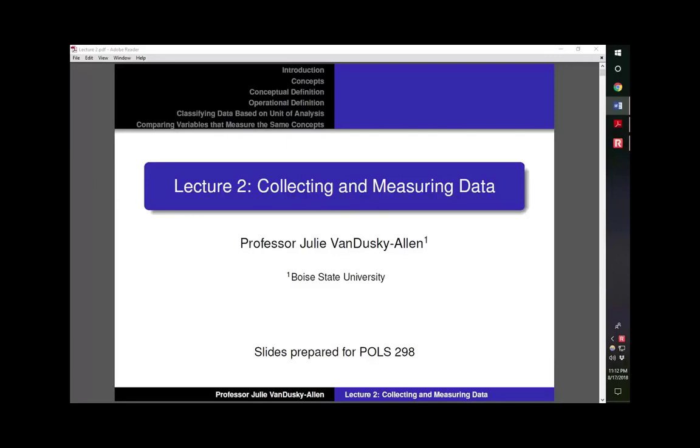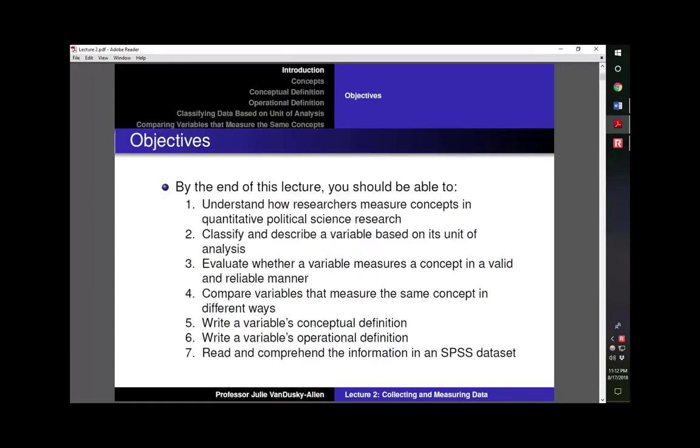This is Lecture 2, Collecting and Measuring Data. By the end of this lecture, you should be able to understand how researchers measure concepts in quantitative political science research, classify and describe a variable based on its unit of analysis, evaluate whether a variable measures a concept in a valid and reliable manner, compare variables that measure the same concept in different ways, write a variable's conceptual definition, write a variable's operational definition, and read and comprehend the information in an SPSS dataset.